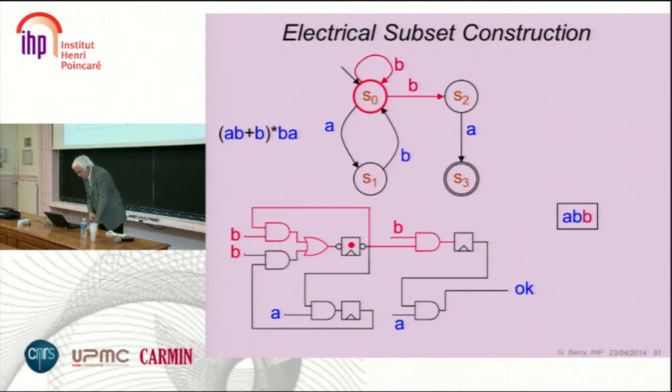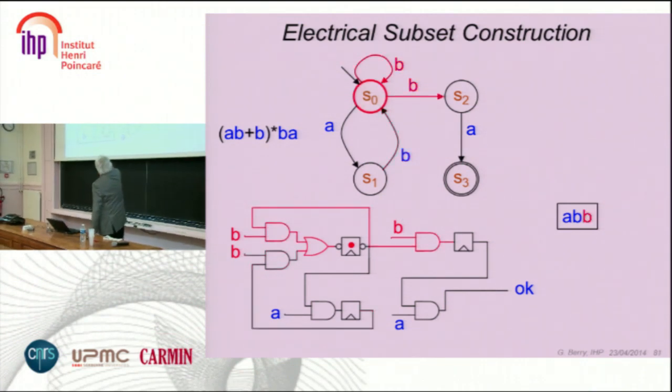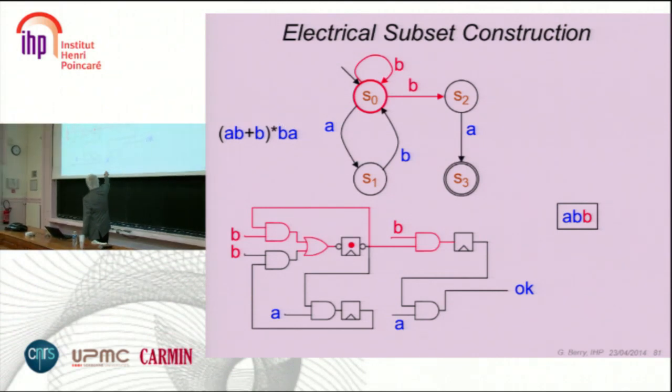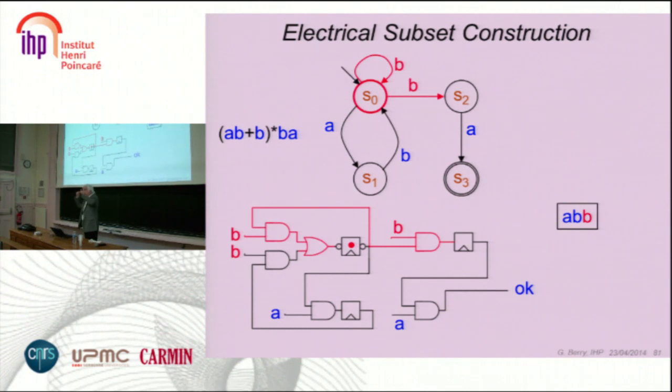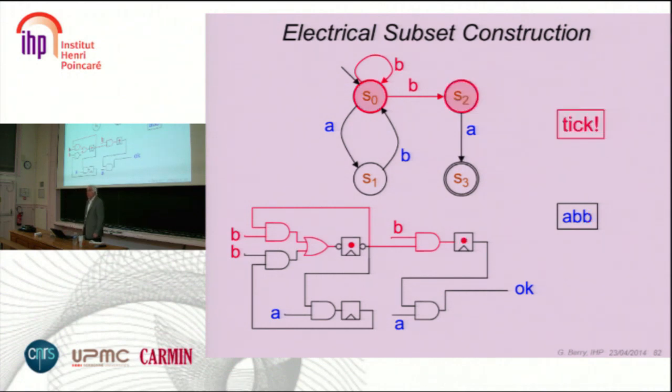What's going on? Aha. Here you have to fill this register. Here you have to fill this register. This is done at the same time, in parallel, and remember, parallel is the only thing that costs nothing in circuit. Sequence is expensive, but parallel is cheap. So that's fine. So what you do, you end up with 2 tokens. No problem. You are in 2 states at the same time.